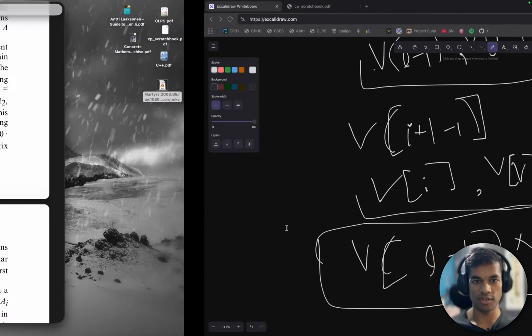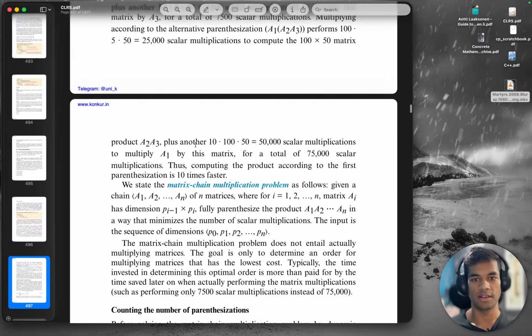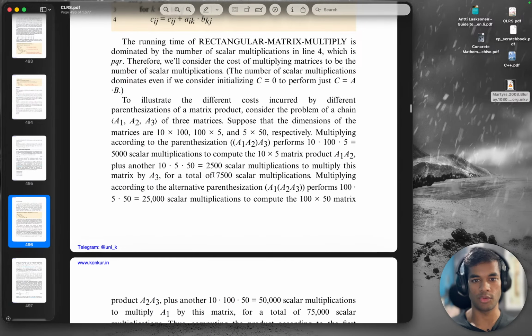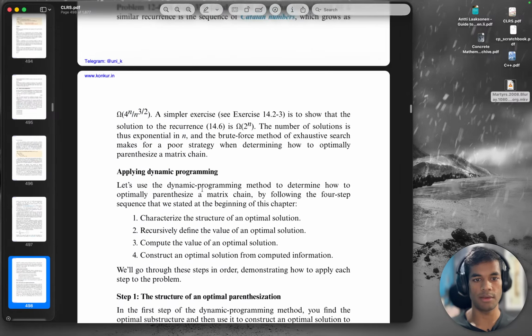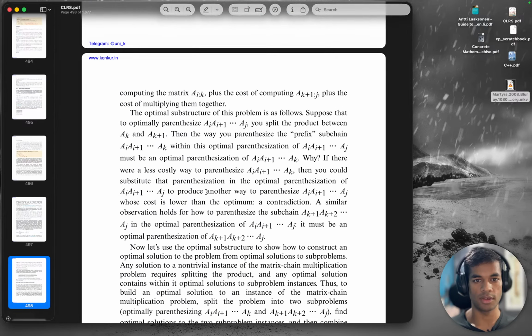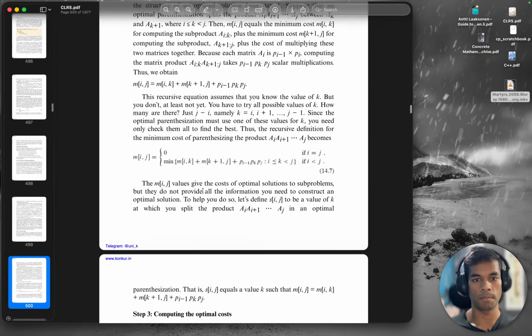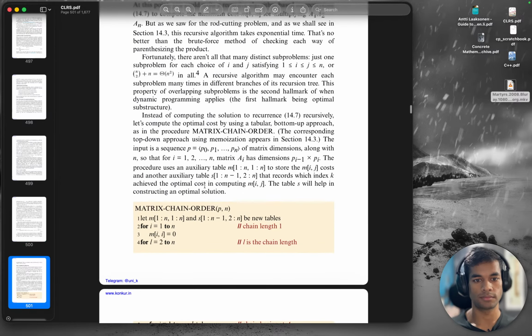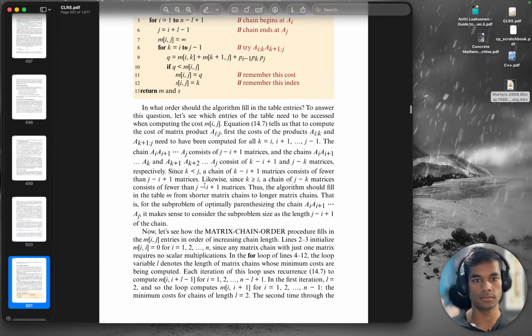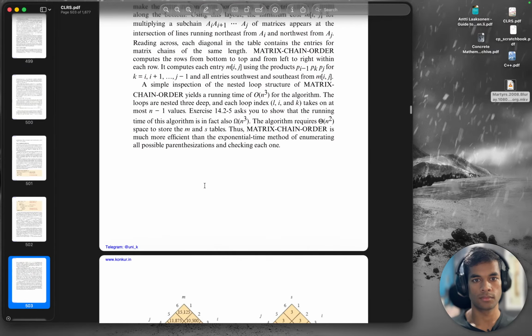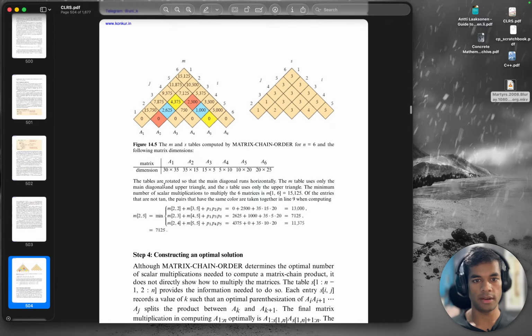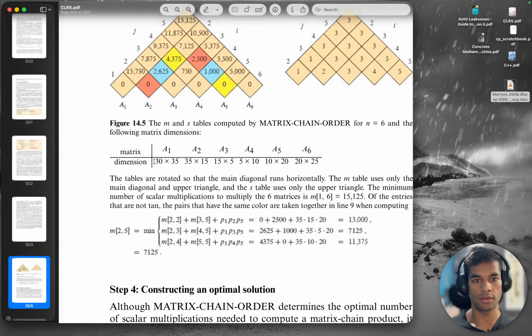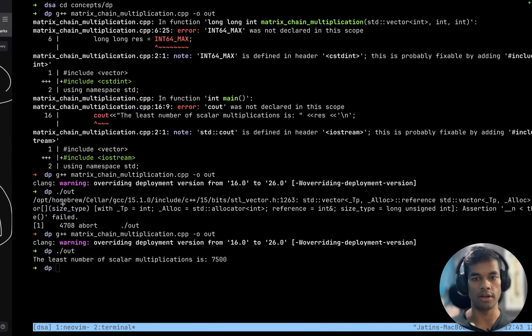7,500, which is the correct answer. And the best answer is 7,500. So do they have some other examples? I think they have some other examples. We will use them. They also have some recurrence formula here. A matrix like this. These are the dimensions. Let's use them. Here we have 6 matrices.